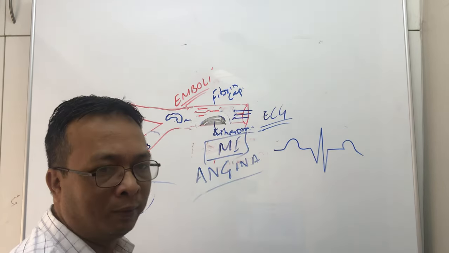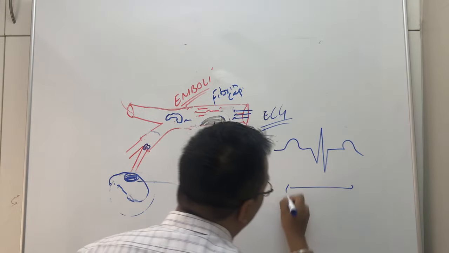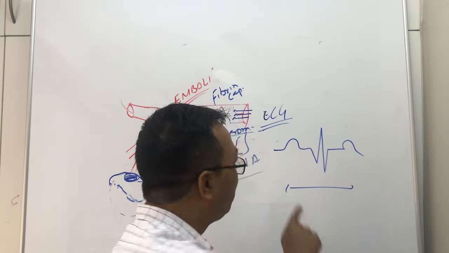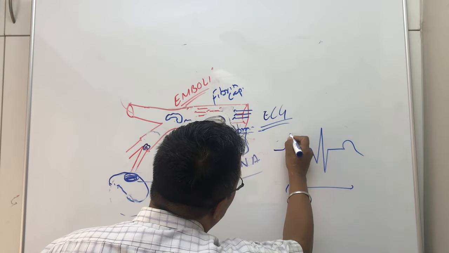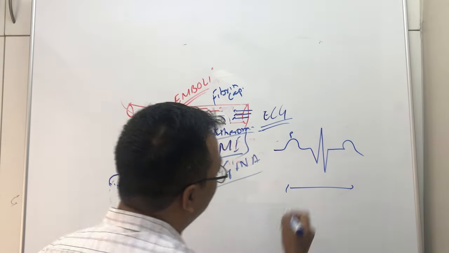This is one complete wave. This is one heartbeat. With every heartbeat, you will see one wave like this. So remember, the starting wave is called P. This is called P wave.